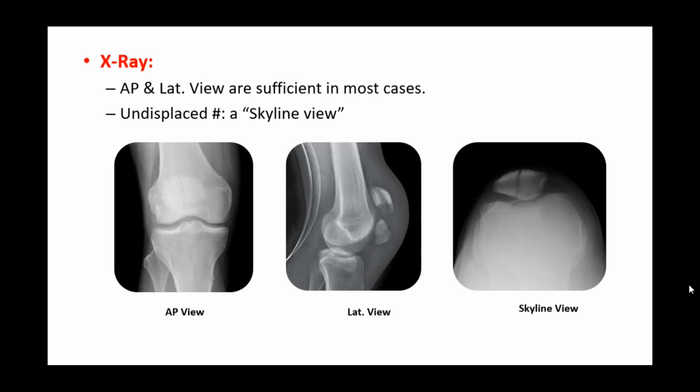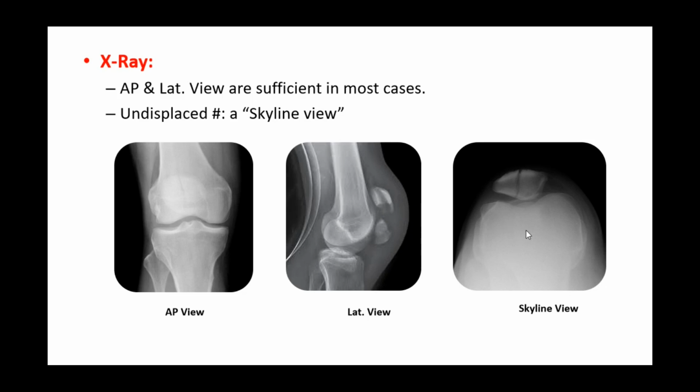X-ray. AP and lateral views are sufficient in most cases. As you can see here, this is an AP view and you can appreciate a fracture line here. It is divided into two parts almost because the fracture line is running at the center. This is a lateral view where we can see how the patella is fractured into two equal parts. A good example of the two-part fracture of the patella. You can also appreciate the amount of swelling which is present here.